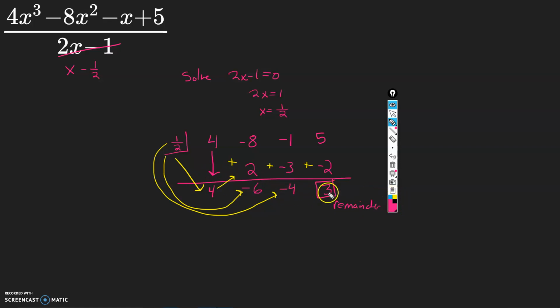Alright, so let's reconstruct the polynomial. We always start with 1 power less, so we're going to start with a square. So this would be 4x squared minus 6x minus 4, and that's positive, so plus 3 over our new divisor, x minus 1/2. So this divided by this is going to be 4x squared minus 6x minus 4 plus 3 over x minus 1/2.